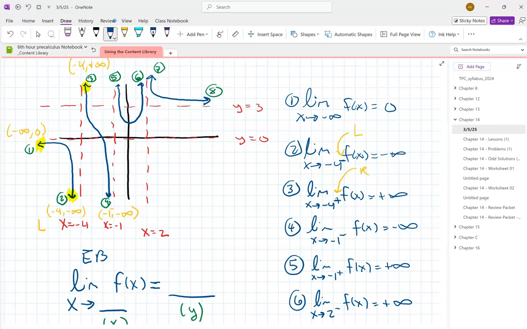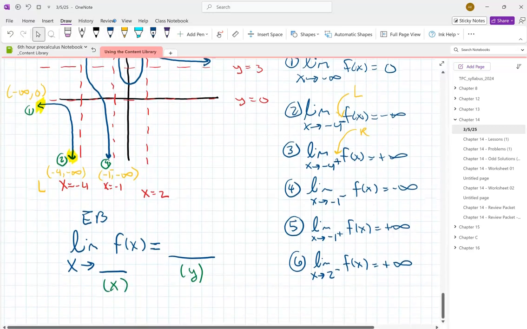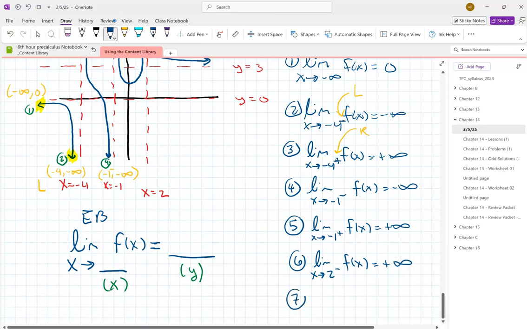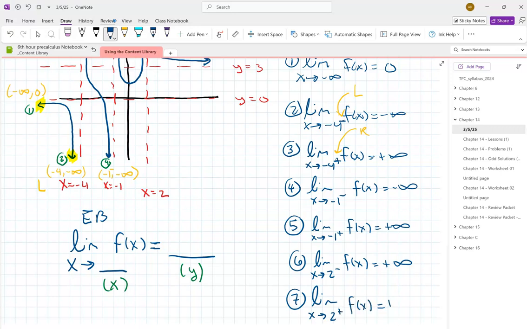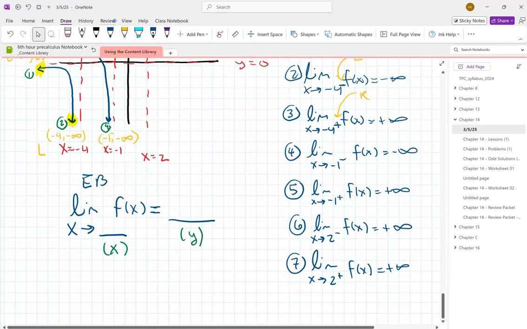So for 5, I got the limit as x approaches -1 from the right of f of x equals positive infinity. And for 6, I have the limit as x approaches +2 from the left of f of x equals positive infinity. 7 then will be the limit as x approaches +2 from the right. Also goes to positive infinity.